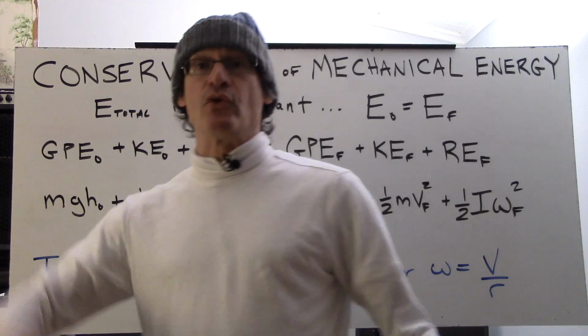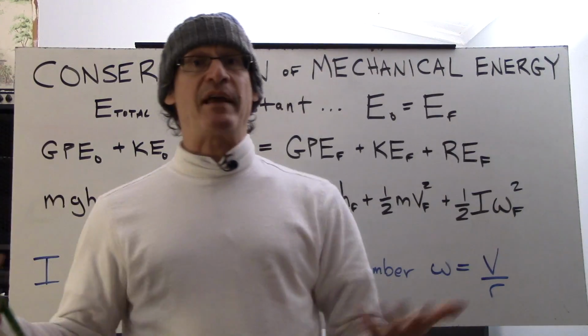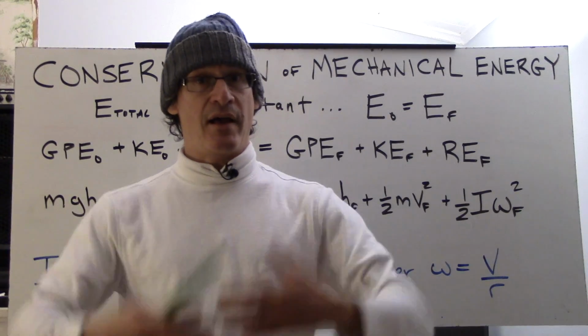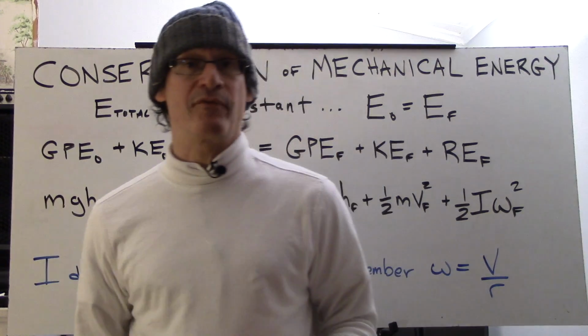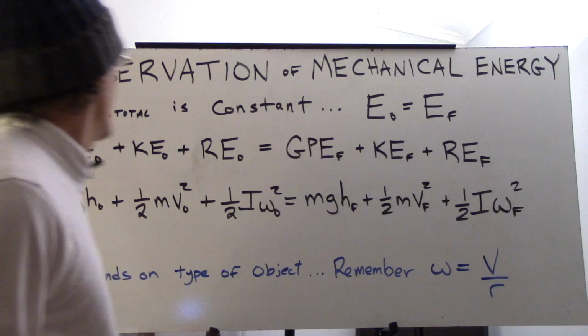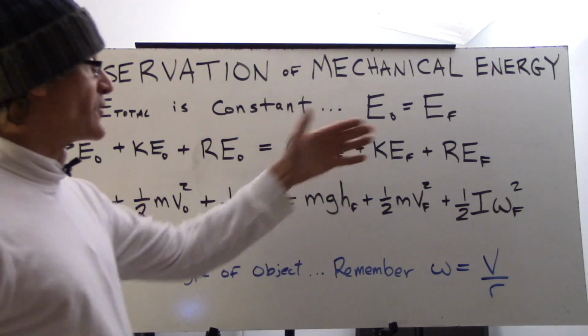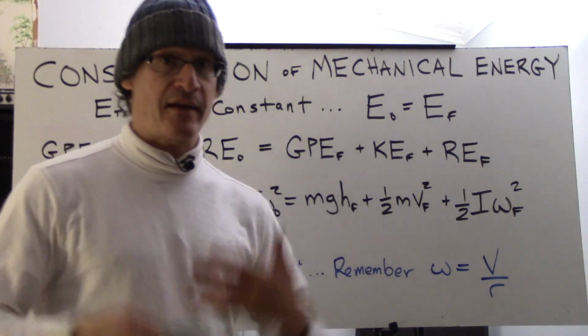And so that brings us to the conservation of mechanical energy, meaning that we're not dealing with dissipative forces like friction that create thermal energy. We're just dealing with the mechanical part, and it's the same as it was before, except we have the added term of rotational energy. Let's take a look. E total is constant, so that's still the same as before. E naught equals E final. So the energy before is the energy after the whole event.